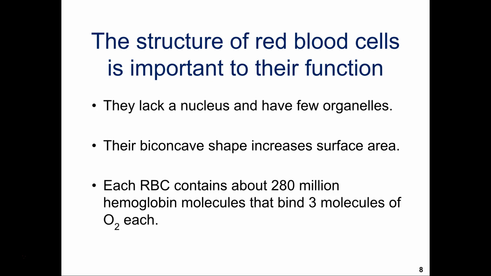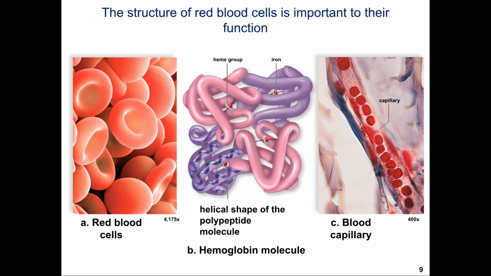So I want you to know that red blood cells do not have a nucleus and have few organelles. I don't necessarily want you to know the word biconcave, but I want you to know that their shape is helping them to increase their surface area, and again, that each red blood cell has hundreds of millions of hemoglobin molecules.